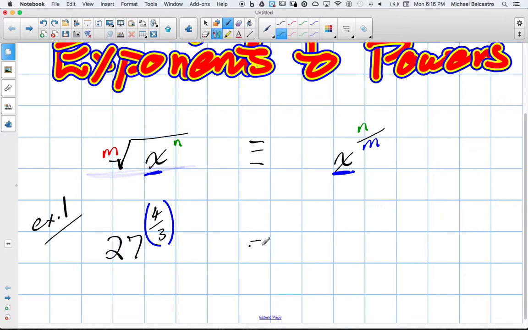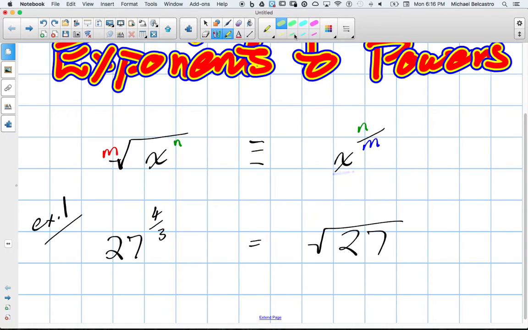So this is the equivalent of writing 27, and in radical form we have our root. But this time our root, if you notice, our m value of the root is going to be, I should use a reddish color here since that was red. That's going to be our m value. So we're going to replace that value right here. So we're looking for the third root of 27.